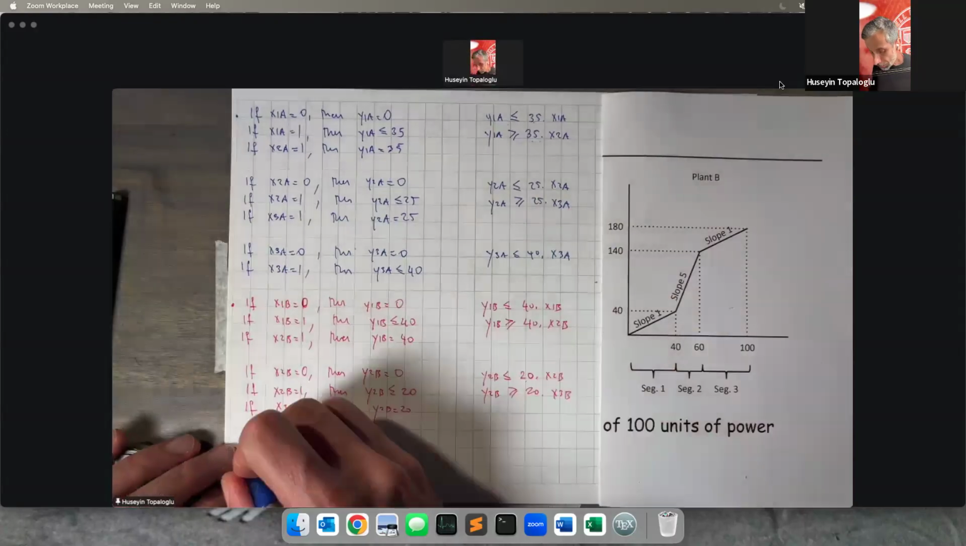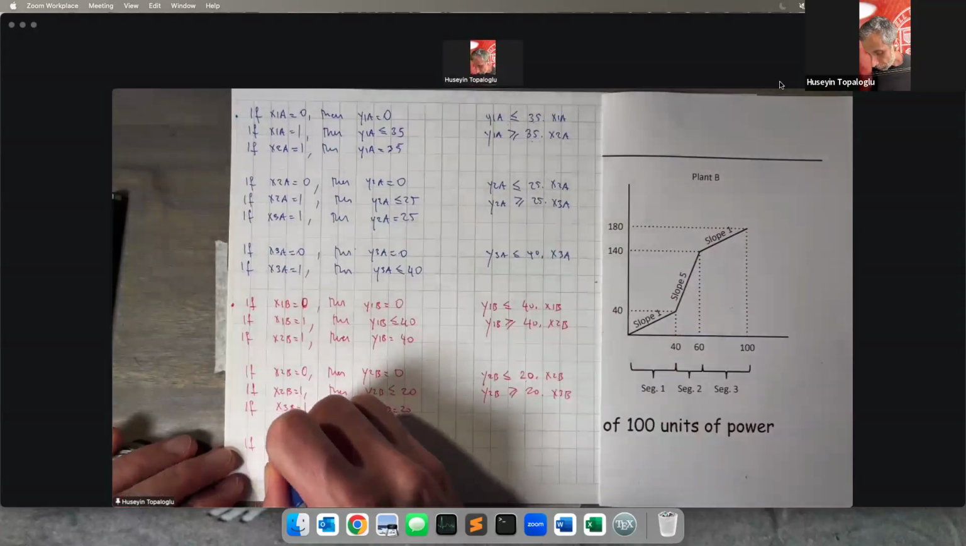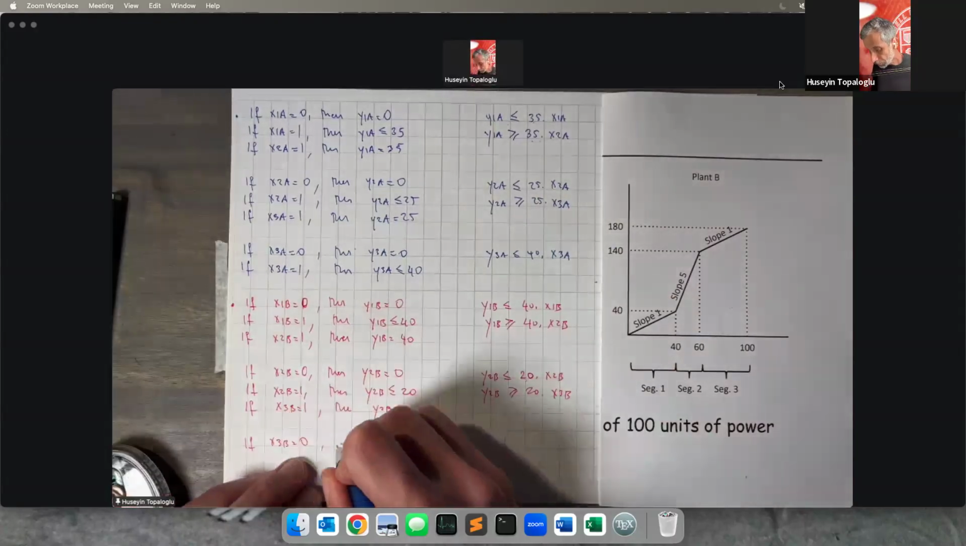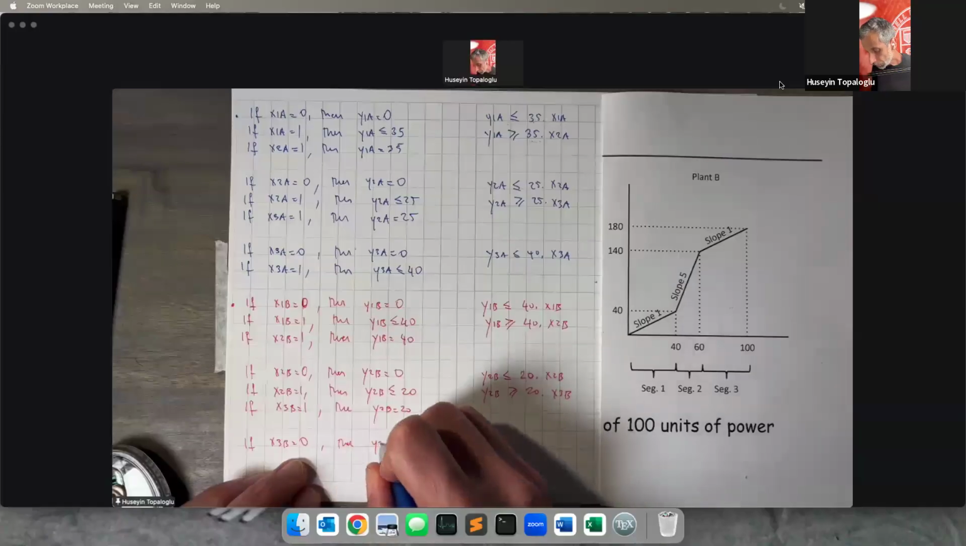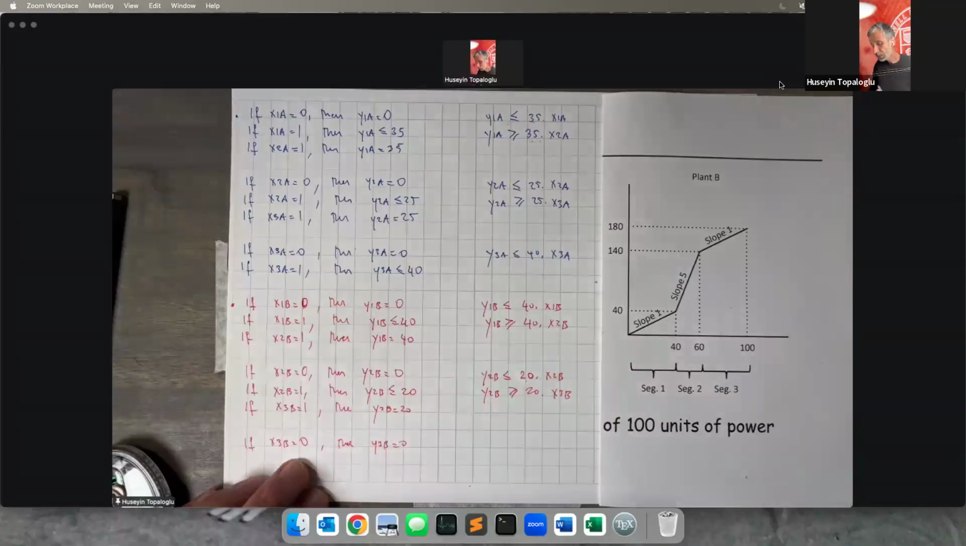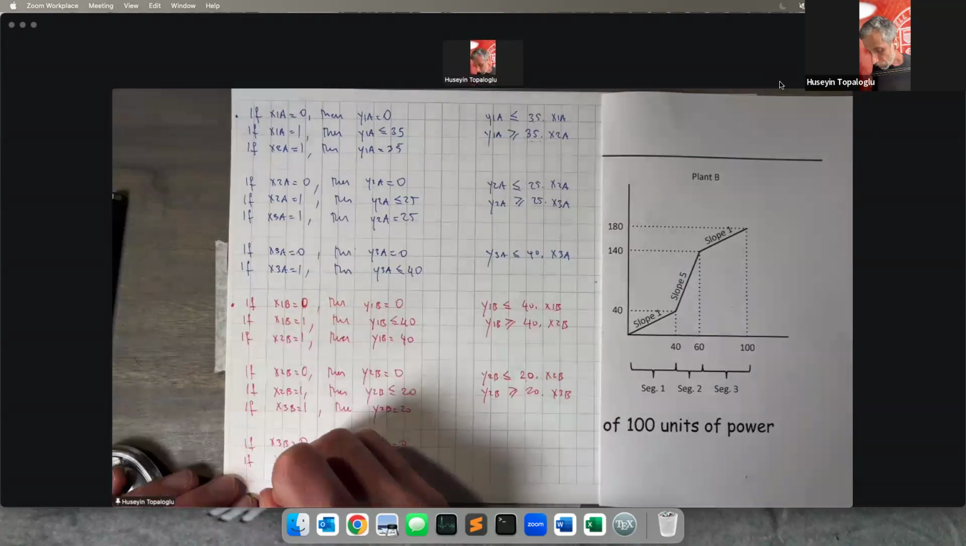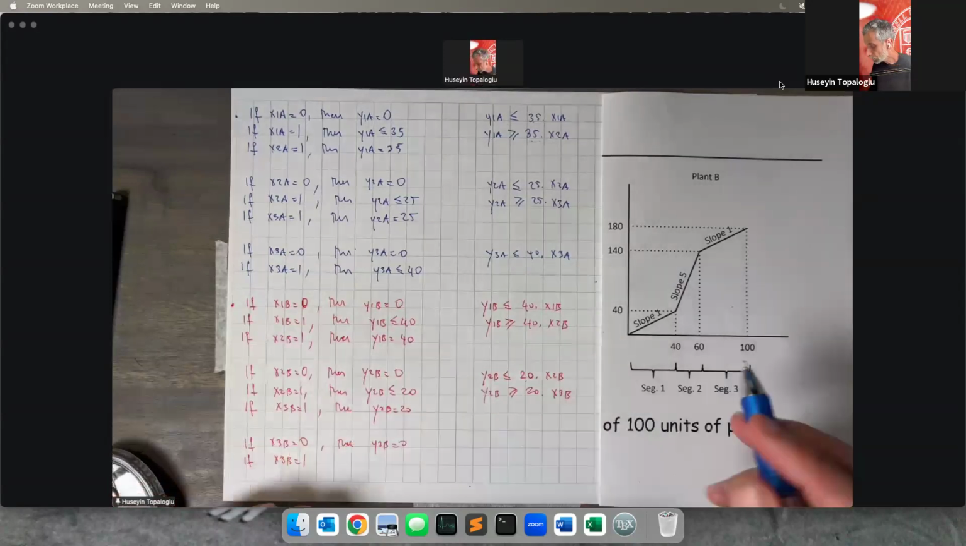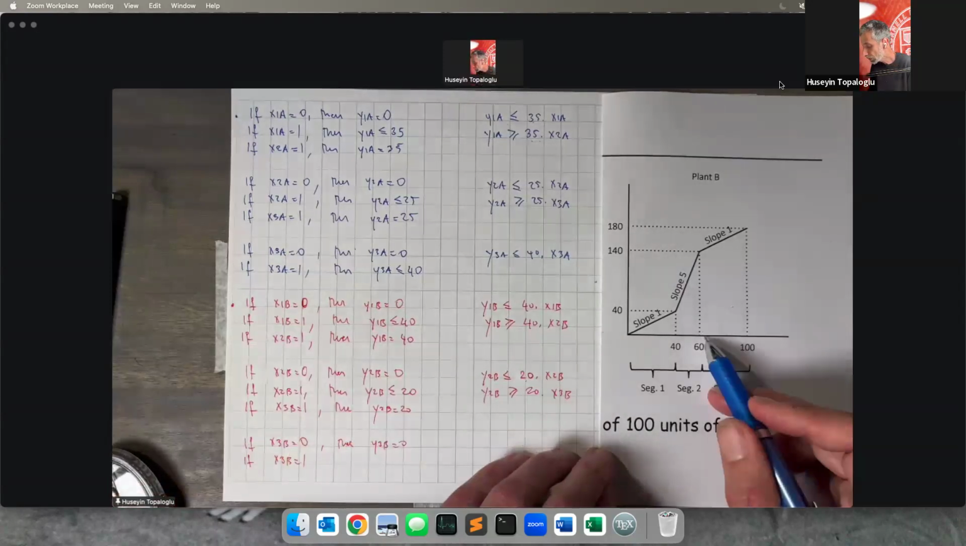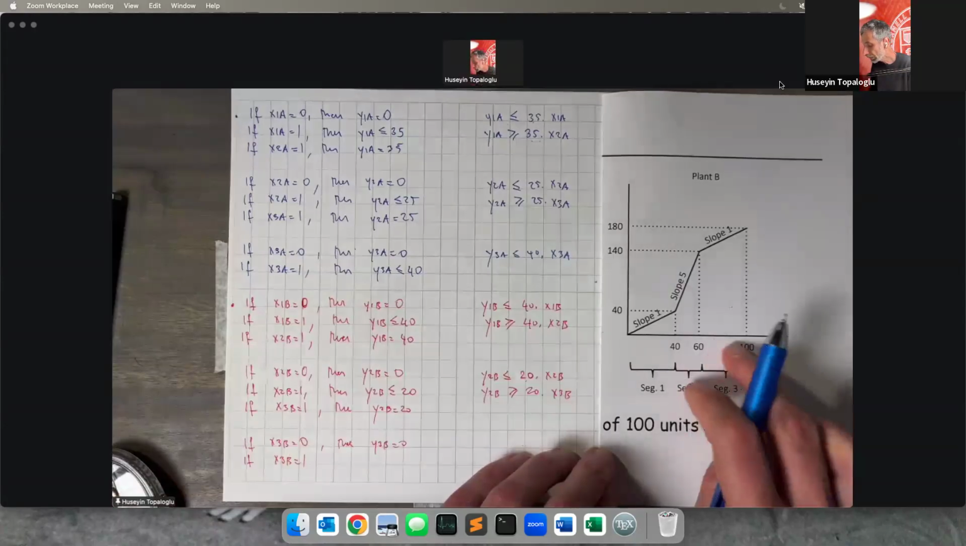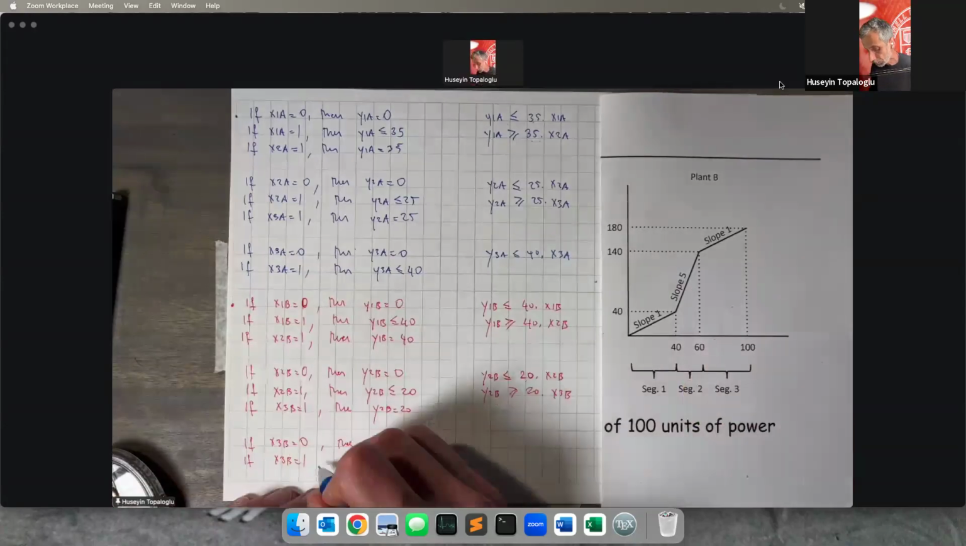If we're not utilizing the third segment in plant B, then the amount of the third segment that we utilize in plant B is 0. If we're utilizing the third segment in plant B, then the amount of the third segment that we utilize in plant B can be at most 40. The length of the third segment in plant B is 40.